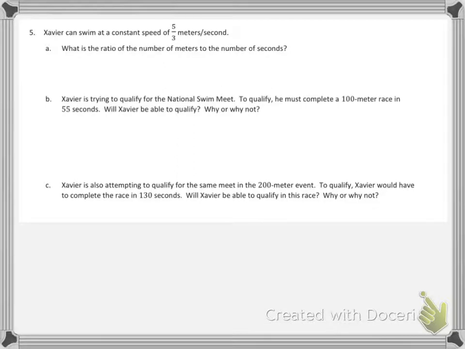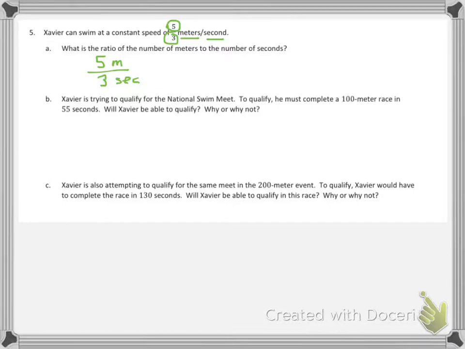Number 5, Xavier can swim at a constant speed of 5/3 meters per second. What is the ratio of the number of meters to the number of seconds? Okay, order again. 5 is the number of meters, so I'm going to put 5 meters over 3 is my second number, so that's a 3, and we're talking about seconds. So 5 meters every 3 seconds. That's our ratio.